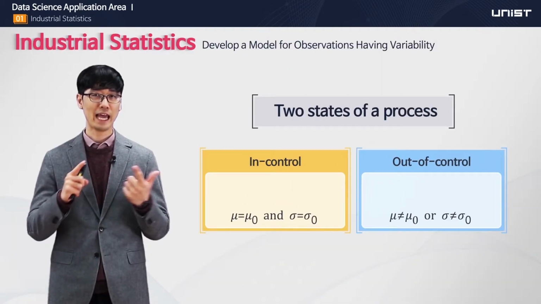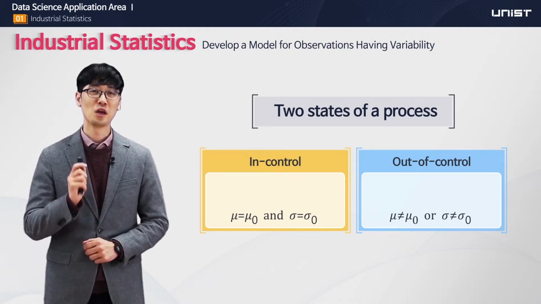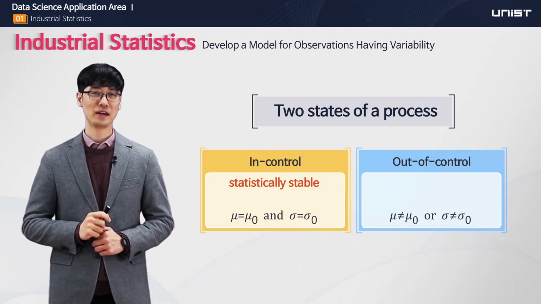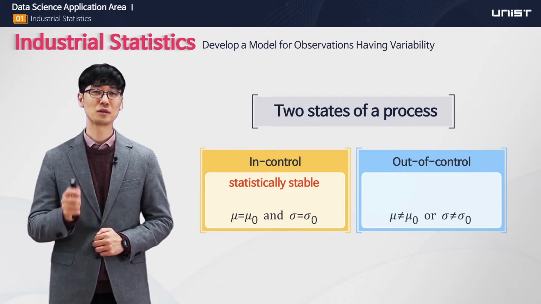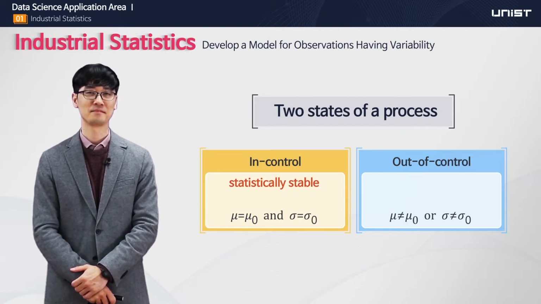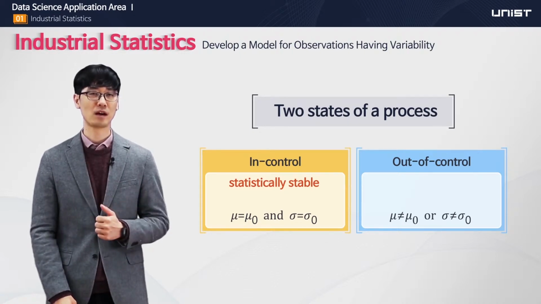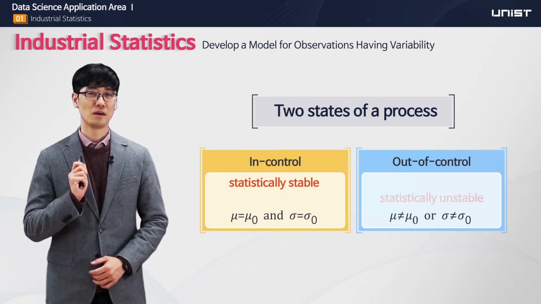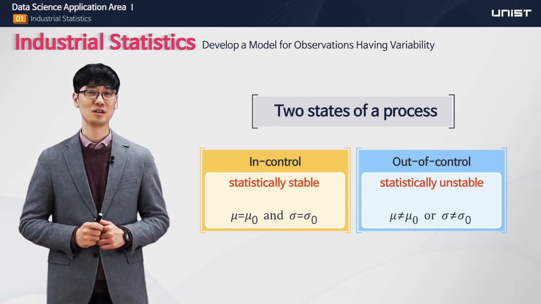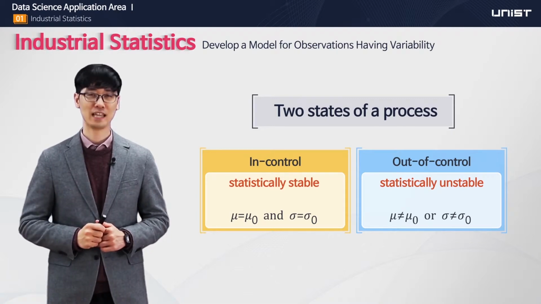Actually, we can define two states of a process: in control state and out of control state. We say a process is in control when mu equals mu 0 and sigma equals sigma 0, where mu 0 and sigma 0 are the target mean and target variability associated with the process. In control state is a statistically stable state where only random causes of variation are present. On the other hand, a process is out of control when mu is not equal to mu 0 or sigma is not equal to sigma 0.